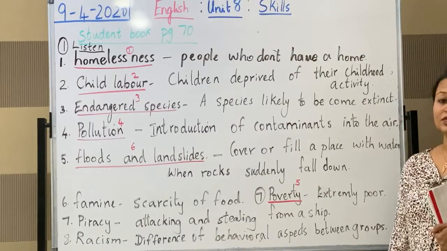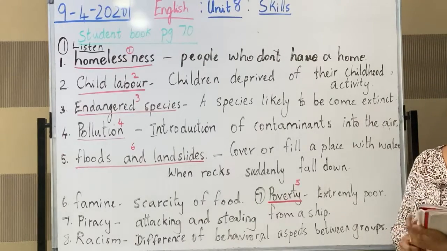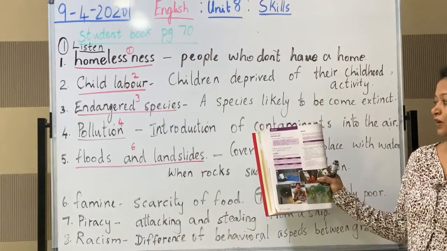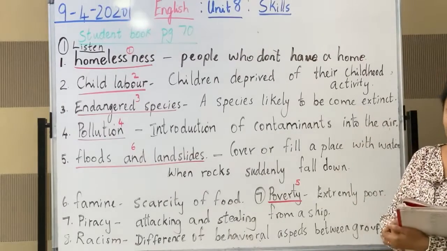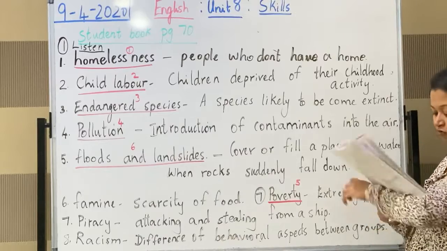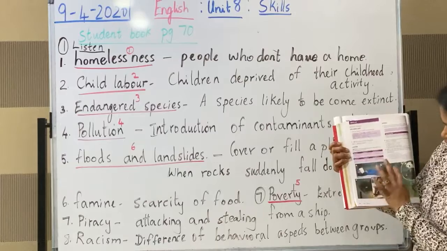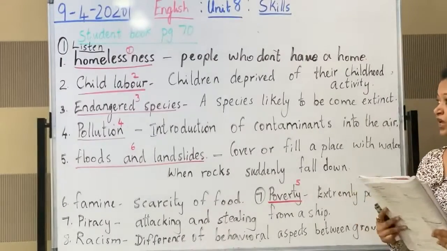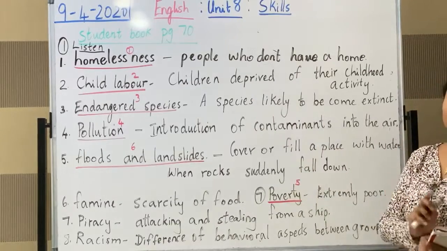Okay. Students, please open your student book, page number 70. We are going to skills about vocabulary. Alright. Now in page number 70, we have pictures. If you all can have a look at these pictures here, there are about 1, 2, 3, 4, 5, 6 pictures. Okay. Now before that, I just want to explain every word which is there in this.